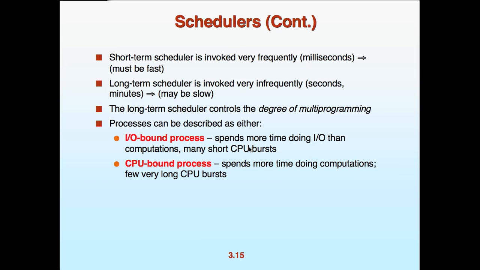Processes can be described as either I/O-bound processes or CPU-bound processes, as I've mentioned already. An I/O-bound process spends more time doing I/O than computations, so it gets many short CPU bursts. Many small, short bursts, but it's mostly I/O bound, so it should get more I/O. CPU-bound processes spend more time doing computations, with a few very long CPU bursts, because we want the CPU-bound processes to finish.